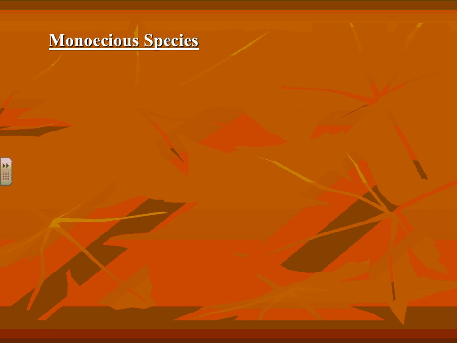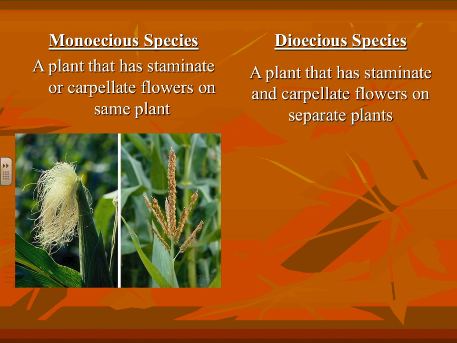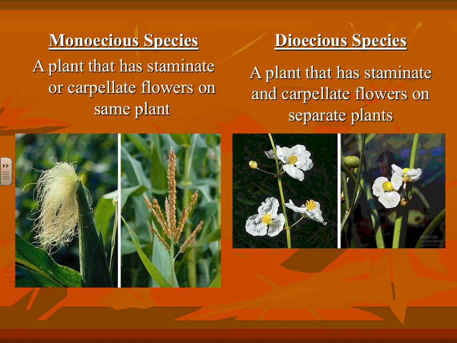A monoecious species is a plant that has a stamen and a carpel on the same plant. Corn is an example. A dioecious plant is one that has a stamen and a carpel on separate plants. And this, I believe, is a pea plant.